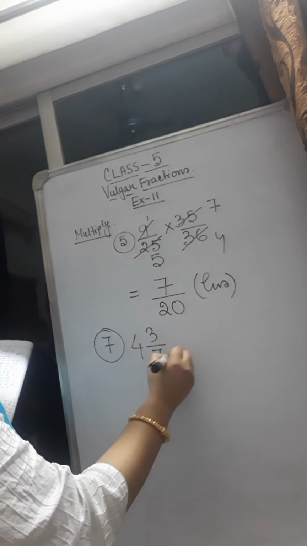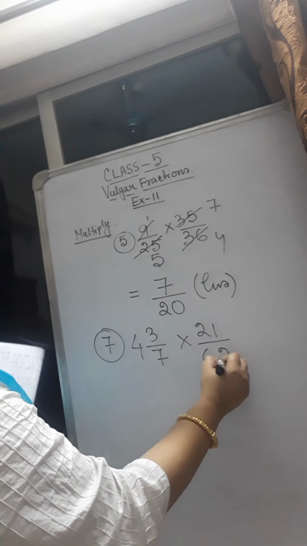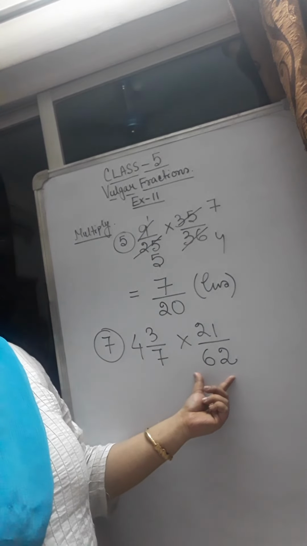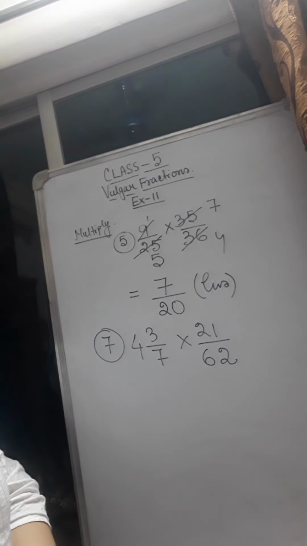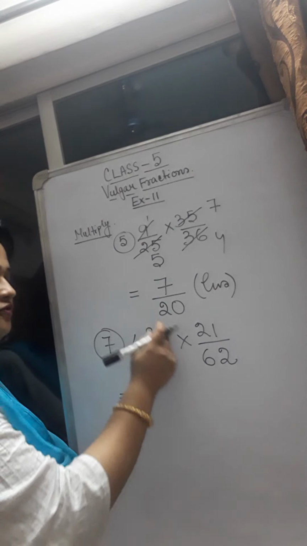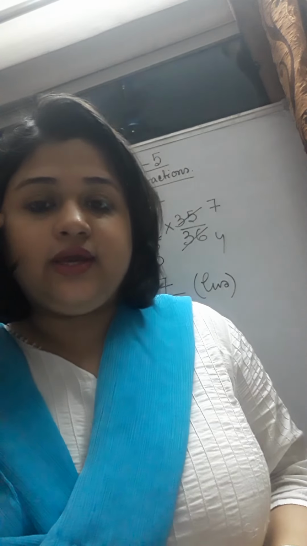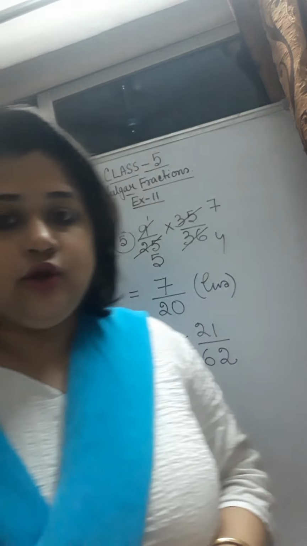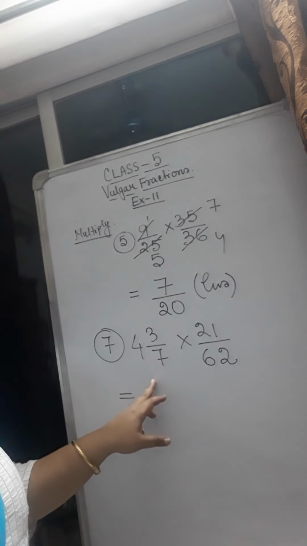Now sum number 7. Now slowly we are moving to different sums. Now here what is given? A fractional number is given and it is multiplied to a mixed fraction. So here what we have to do? First step will be to change the mixed fraction into an improper fraction so that we can have a proper numerator and a proper denominator.